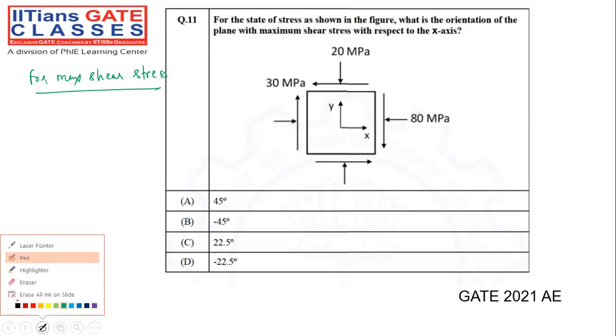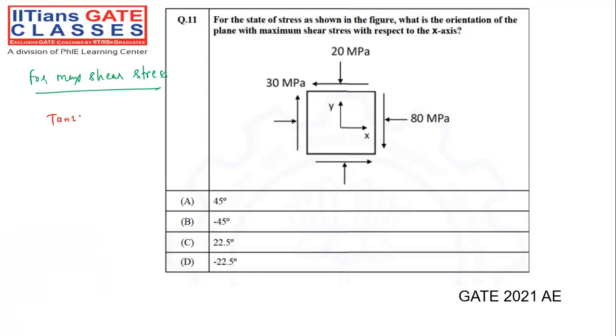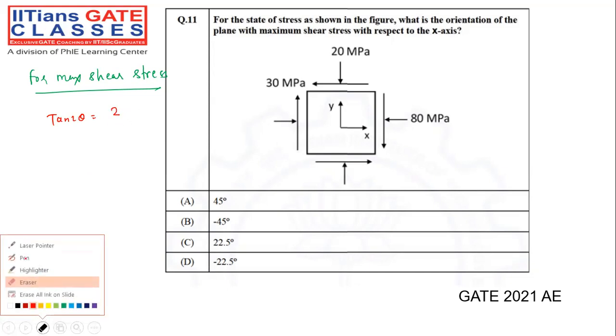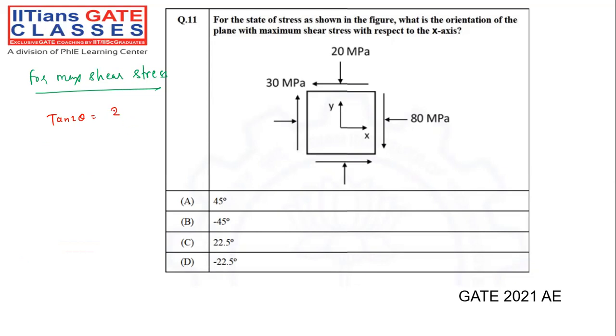For the maximum shear stress, my dear friend, tan 2 theta is what? We have the formula: sigma y minus sigma x divided by 2 tau xy. This is the formula we have. Remember that tan 2 theta equals sigma y minus sigma x divided by 2 tau xy. This is the value for the maximum shear stress planes. We have to do these particular things.